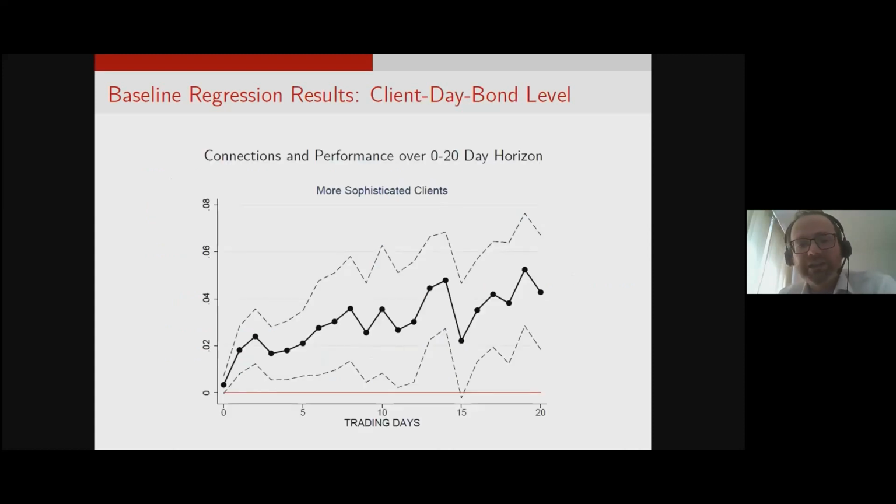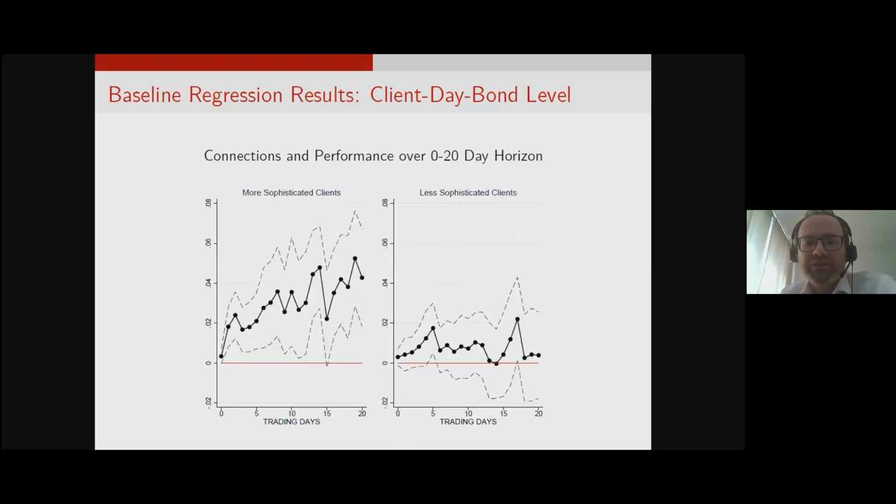And as a nice cross-check, I mentioned that our underlying assumption is that more sophisticated clients might be doing this sort of stealth trading or order splitting much more than, for example, a pension fund would be doing. So let me show you this classification for our empirical regressions as well.